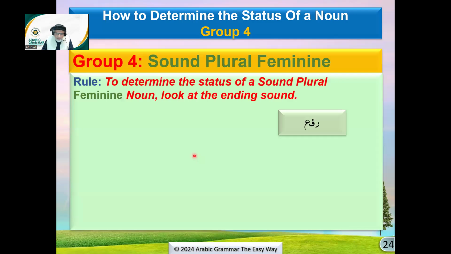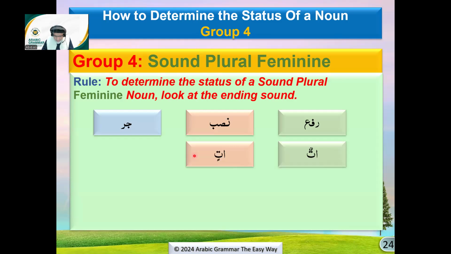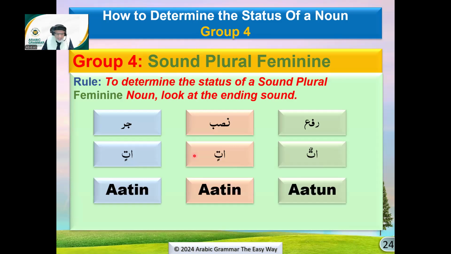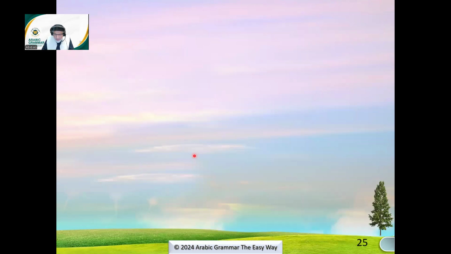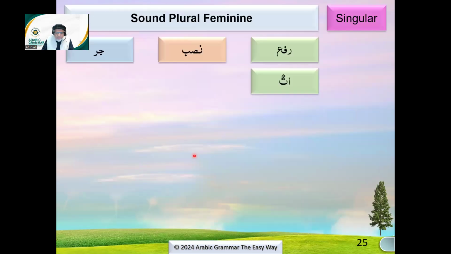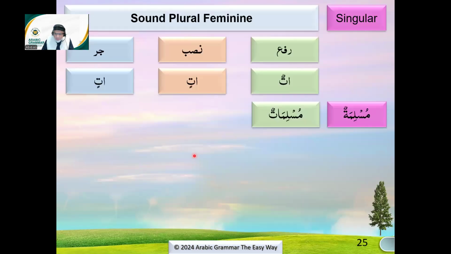For the feminine, you have the rafa, nasab and jar: atun, atin, atin. Let's look at some examples here. Muslimatun, muslimatun, muslimatin, muslimatin.